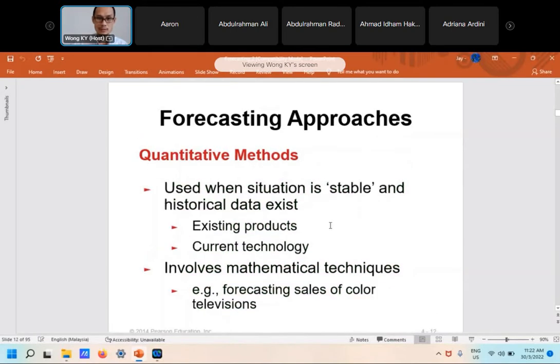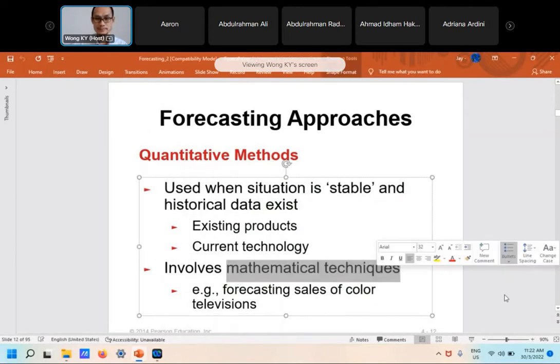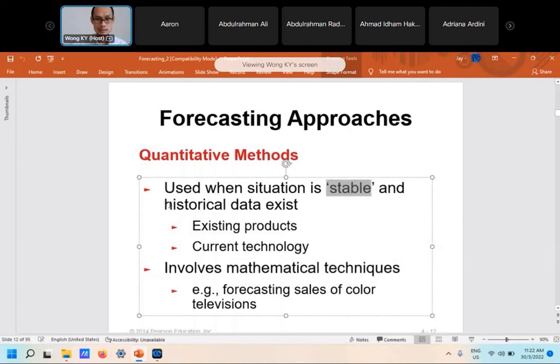Quantitative methods are different. Quantitative methods always involve the use of mathematical techniques. Meaning you need to use some formulas, some mathematical models in order to do the forecast. Quantitative method is normally used when the situation is more stable and when historical data exists. I already said you cannot do forecasting if you do not have data. If you do not have data, then the best you can do is use qualitative methods and predict based on your intuition.